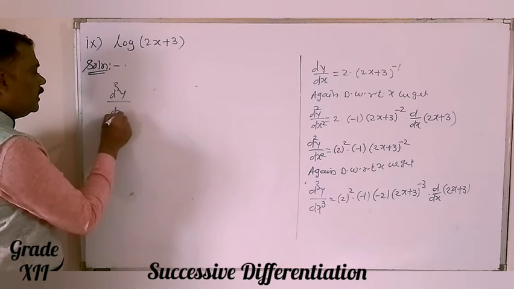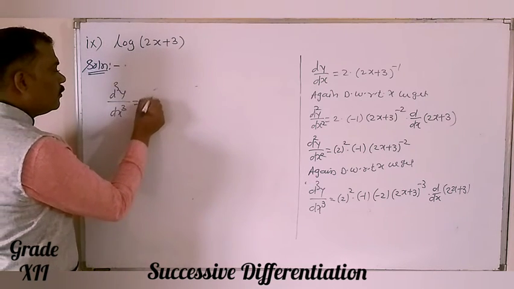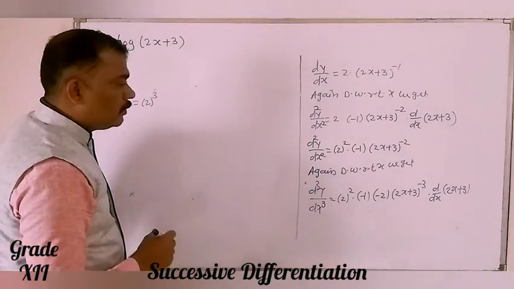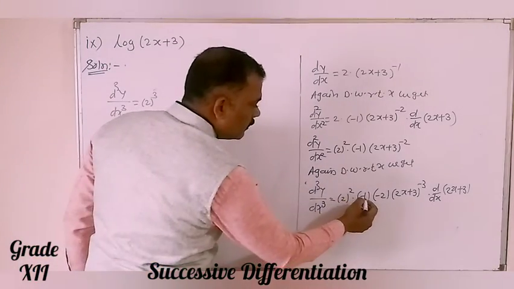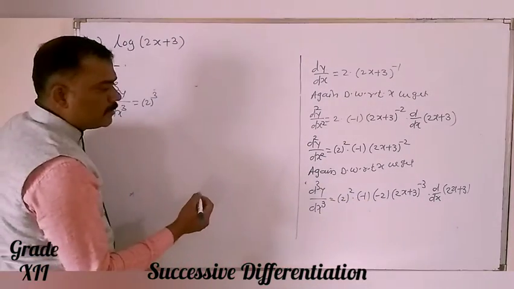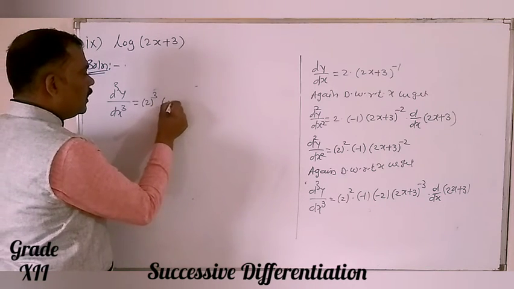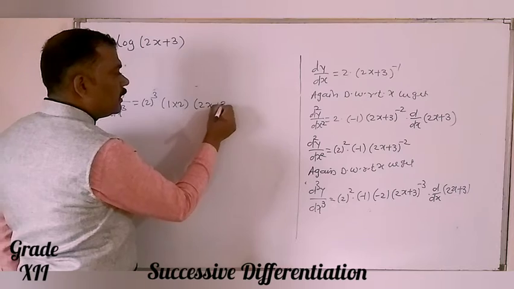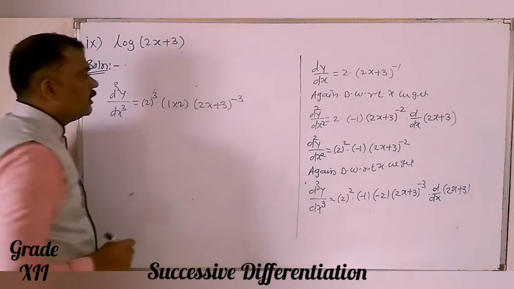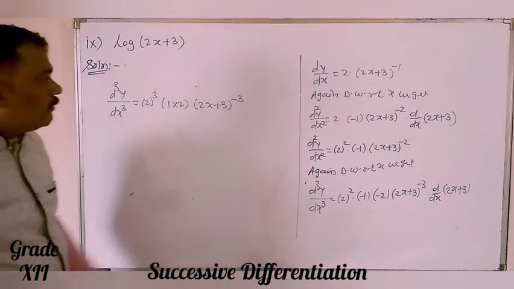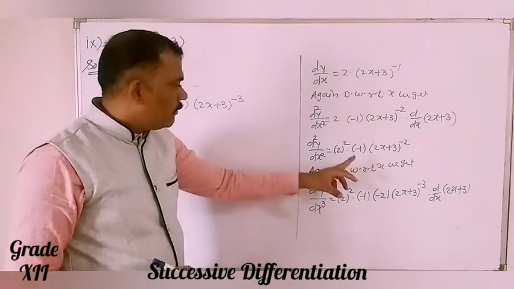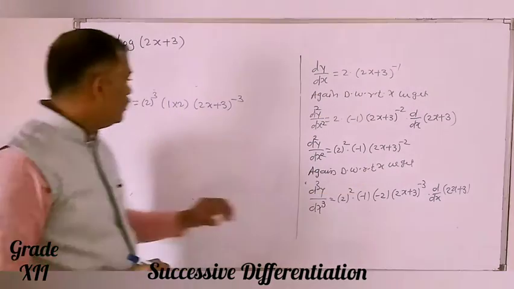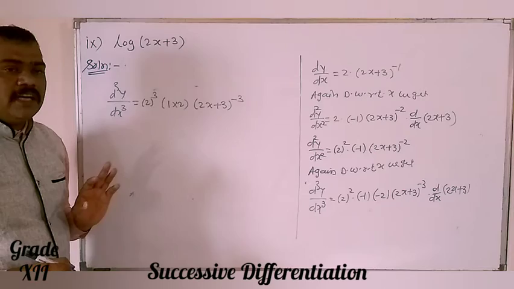d3y by dx raised to 3, that is 2 cube, into here with here minus minus become plus, so that we can write 1 into 2 into (2x + 3) raised to minus 3. Okay, for first order derivative positive sign is there, for second order derivative sign is negative, for third order derivative again sign is positive.